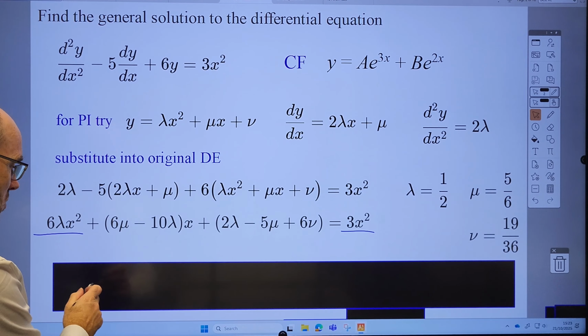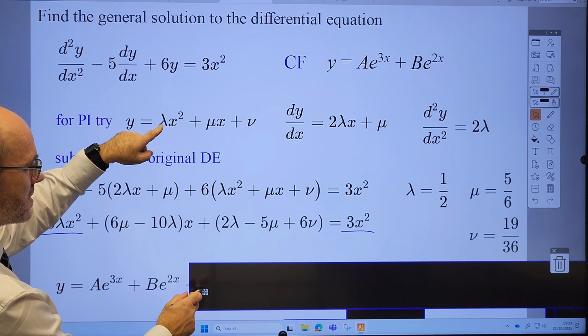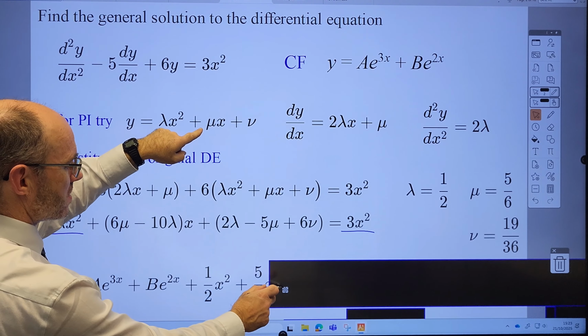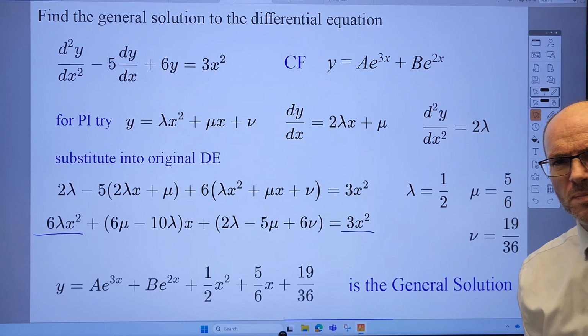So our general solution must be this, the complementary function plus the particular integral bit, which is lambda x squared, mu x, and then nu. And that's it. That's our general solution for that one.